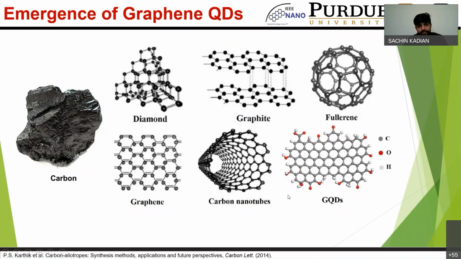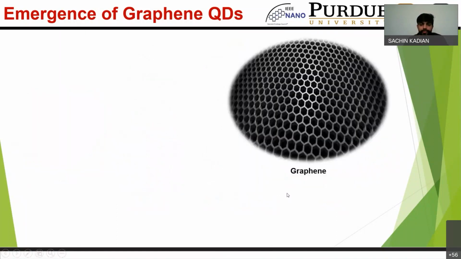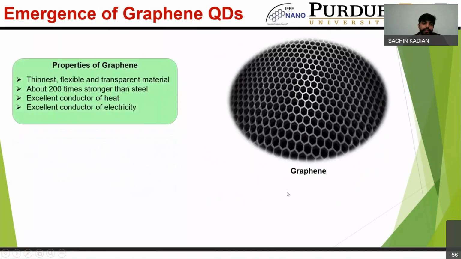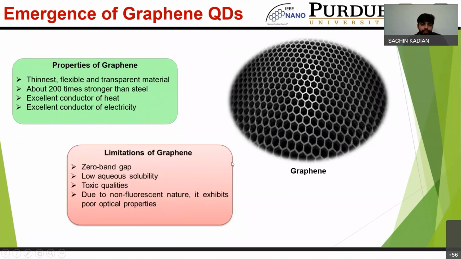Several kinds of synthetic allotropes of carbon came into account, such as graphene, carbon nanotubes, and now GQDs. Since the discovery of graphene, due to its interesting properties, such as being the thinnest, flexible, and transparent material and an excellent conductor of heat, it has been used in several applications. But due to some limitations, such as zero band gap, low aqueous solubility, and toxic qualities, it has not been used in a few biomedical or some optoelectronic applications.